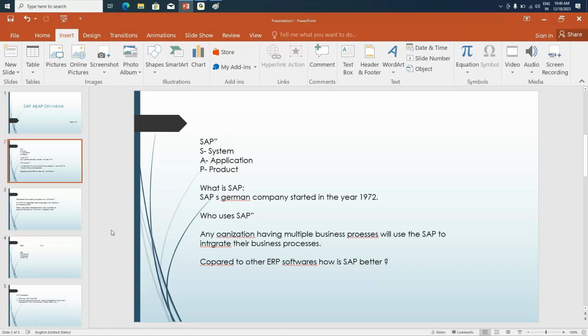And this is an ERP software. What is an ERP software? ERP stands for Enterprise Resource Planning, that is used to automate or enhance your business processes in an optimistic way. That is your ERP software.